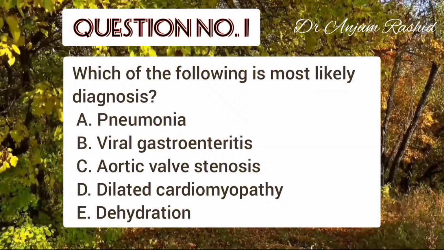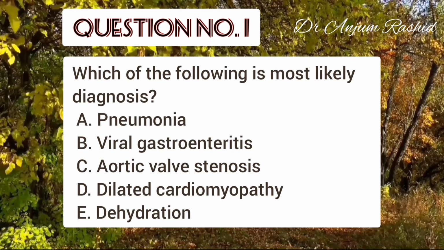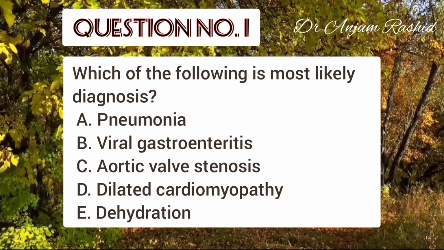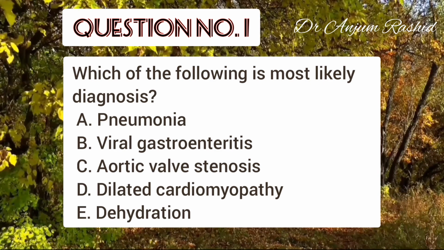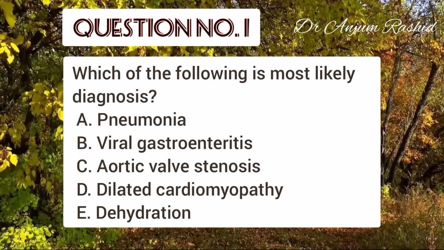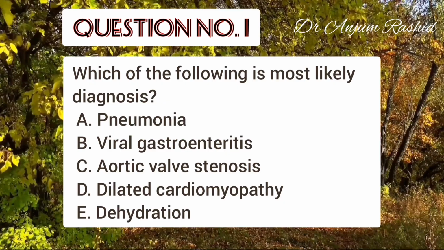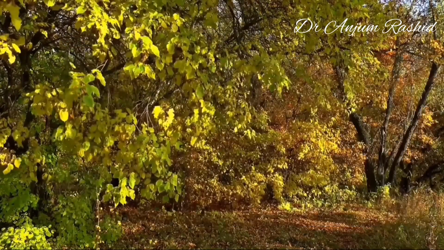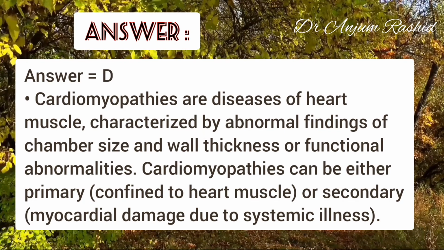Now the questions. Question number 1. Which of the following is the most likely diagnosis? A. Pneumonia, B. Viral gastroenteritis, C. Aortic valve stenosis, D. Dilated cardiomyopathy, E. Dehydration. And the correct answer is D.